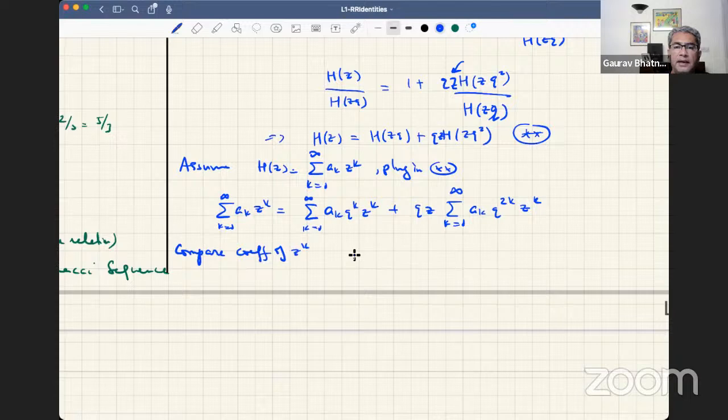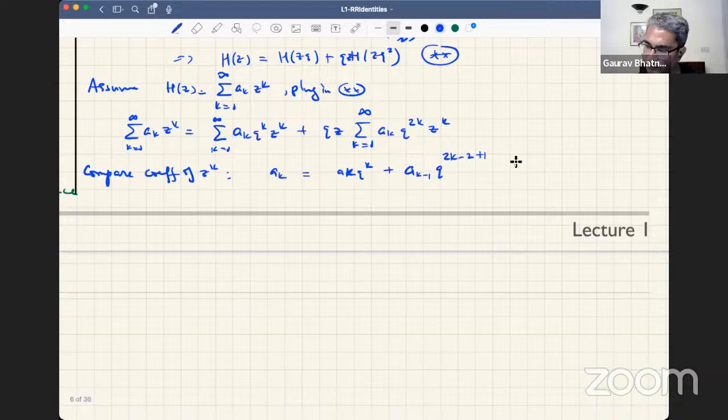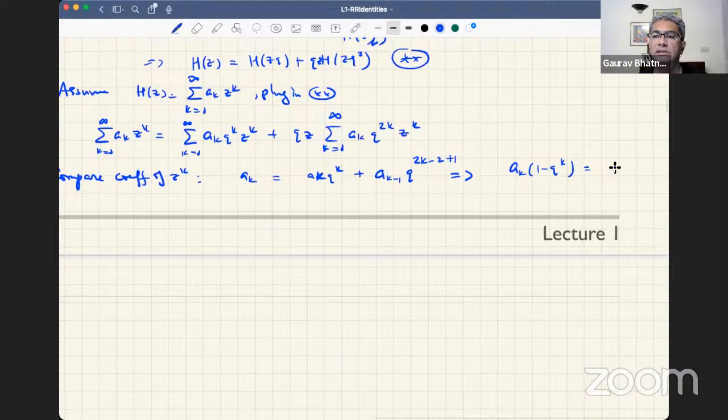of z raised per k, and we get a_k is equal to a_k q raised per k. So here there is an extra z, so it's z^(k+1), so you will get a_(k-1), and there's a q here, so it's 2k minus 2 and plus 1 here, right? And this will mean that, right, this is 2k minus 1, so this implies that a_k (1 minus q^k) equals a_(k-1) q raised per 2k minus 1.